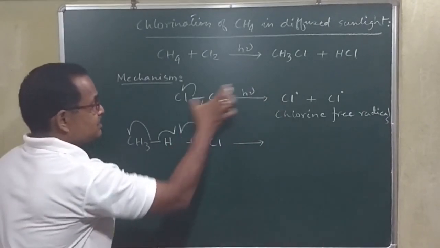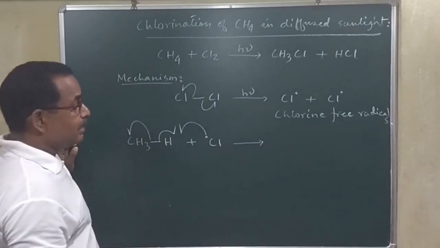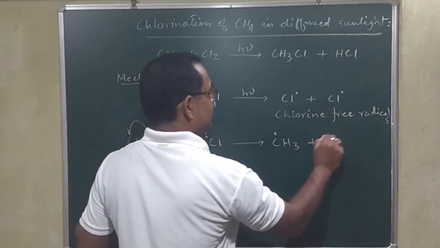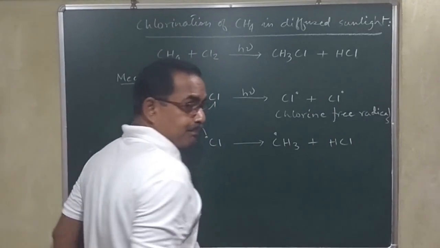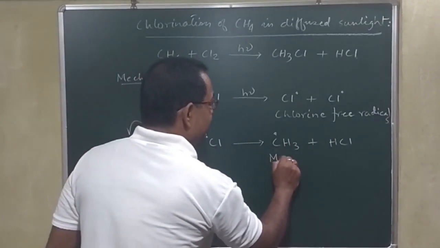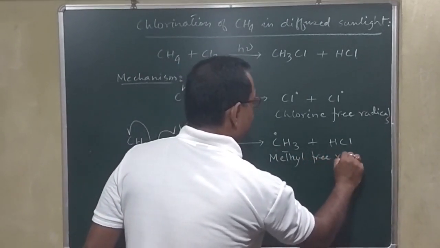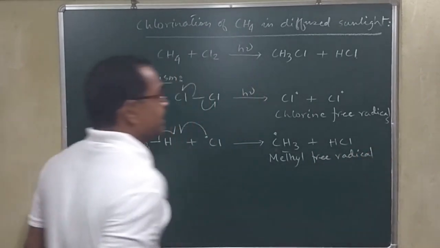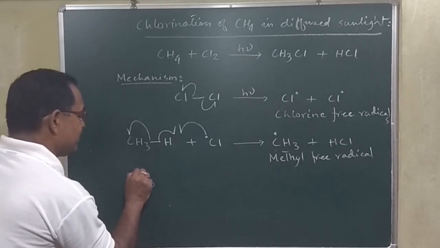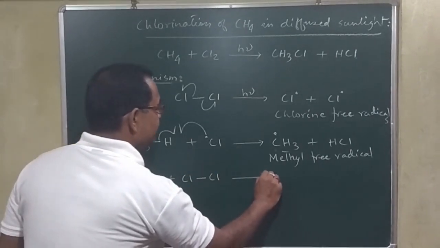Since this process is homolytic cleavage, this is also a homolytic cleavage. As a result, we will get what? CH3 dot plus HCl. What is this CH3 dot? This is methyl free radical. In the next step, that methyl free radical will attack another molecule of chlorine.